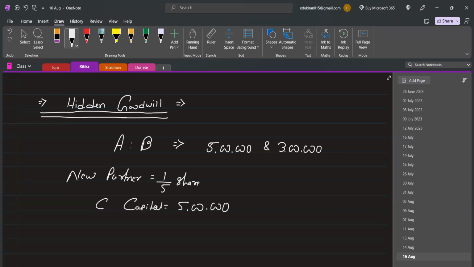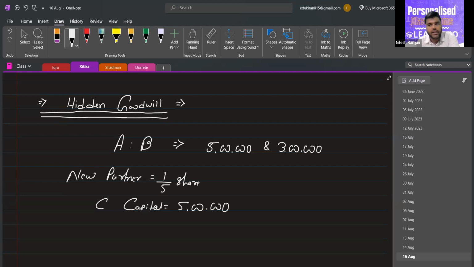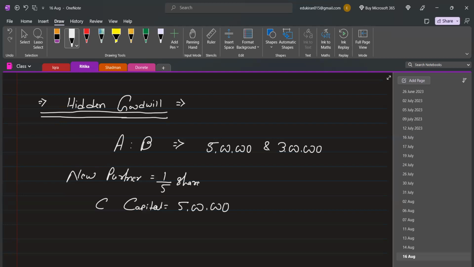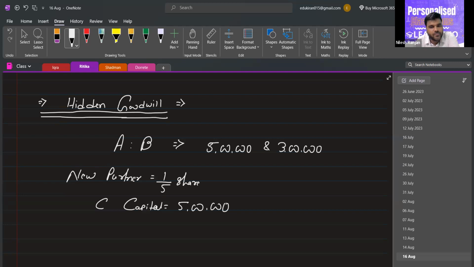So the 5 lakh and 3 lakh are A and B's capital. 5 lakh and 3 lakh, is it their capital? A and B's capital, yes.